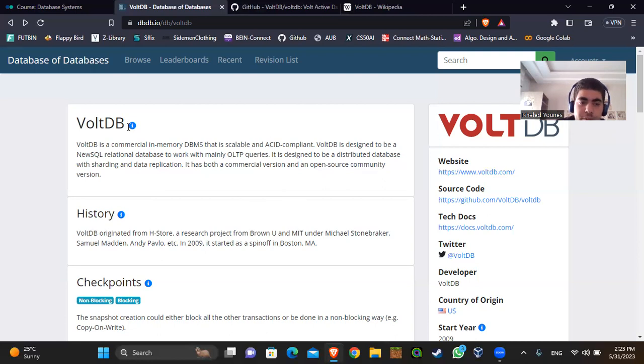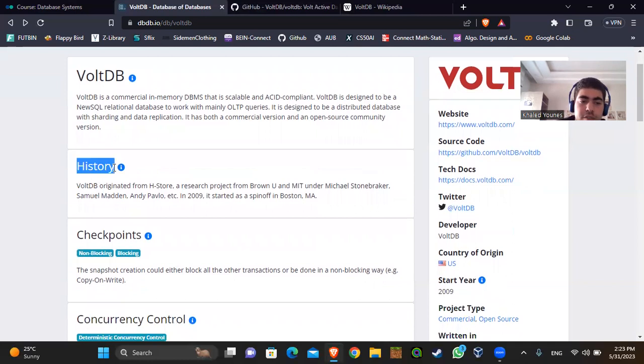It has two versions: a commercial version, which you can buy, and an open source community version, which I'm going to show later on a GitHub link, which has all the source code. History of VoltDB: it originated from H-Store, a research project from Brown University and MIT under Michael Stonebraker, Samuel Madden, and Andy Pavlo. Those are the original creators of VoltDB. This was all in 2009. It started as a spin-off in Boston, Massachusetts. This is its early beginnings.